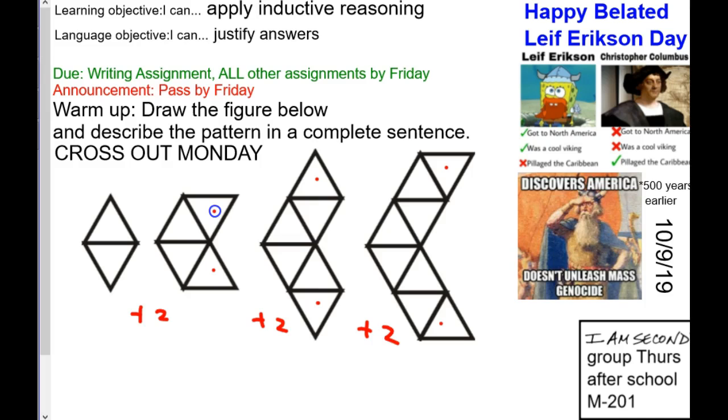Can you write that in a sentence, that each time we're adding 2 what? 2 triangles. Okay. That's just you looking at a pattern and telling me what the pattern is. Very easy. Write that down as a sentence on Tuesday, because Monday we were not here. So cross out Monday or put no warm-up on Monday, and then write that sentence. Now I'm going to pass out your tests so we can go over them.